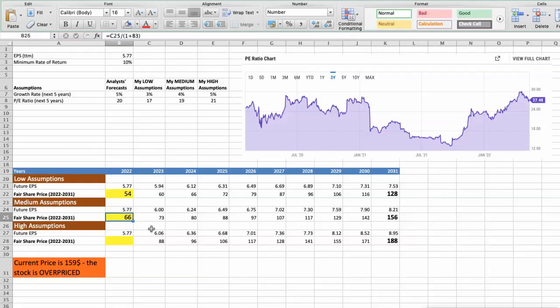Third scenario. Dollar Tree will have high performance in the next 5 years, and we will use the following parameters in our calculation. Future growth rate would be high, 5%. Future P/E would be high, 21. In this case, the fair value of the stock today would be $80. As you can see, today the stock is overvalued, $159, even if we expect the company's high performance in future.